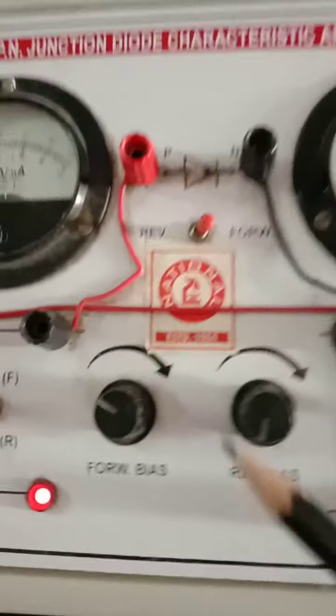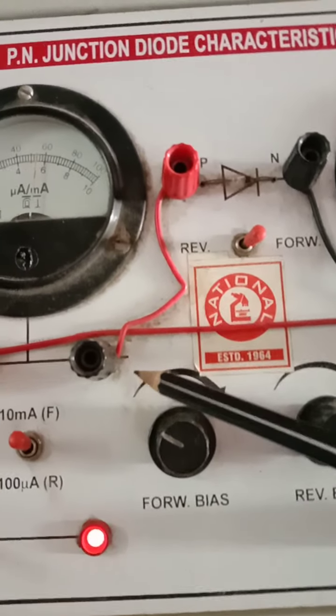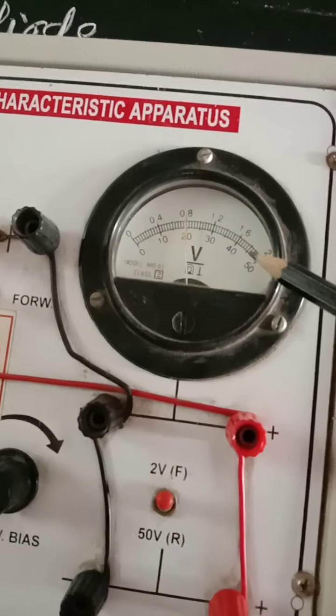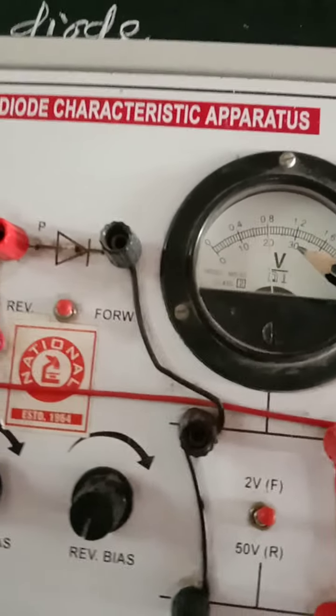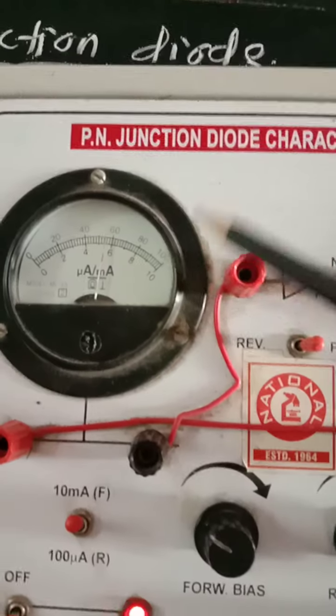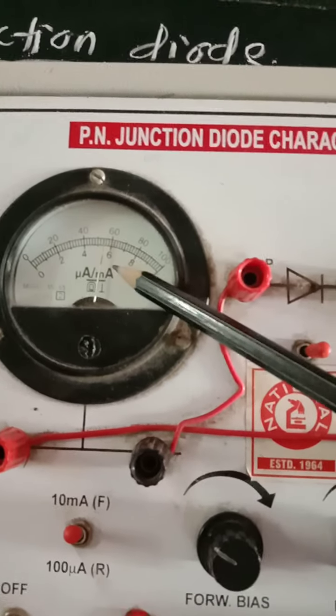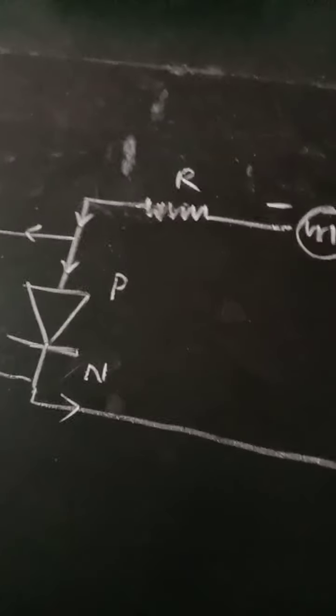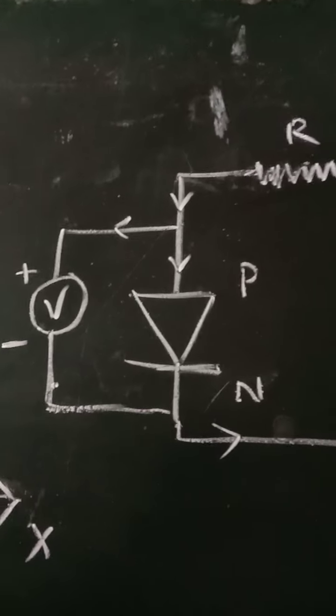By rotating this knob in the direction of this arrow, we can increase the potential difference, and by increasing the potential difference successively, the respective readings of the milliammeter will be noted. Now after that, if you consider the circuit diagram, then the circuit diagram is as shown here. So this will be the circuit diagram.